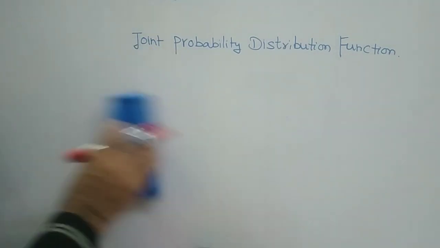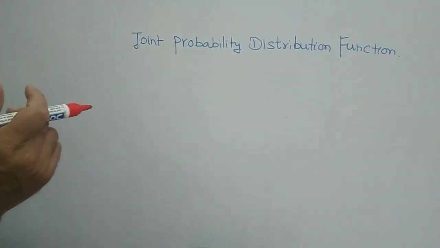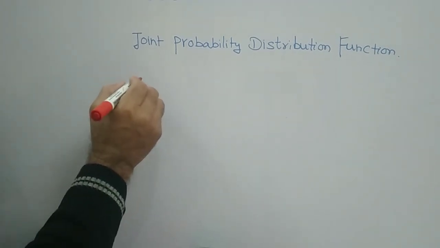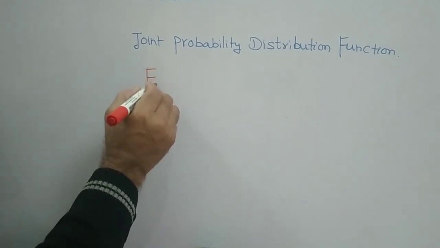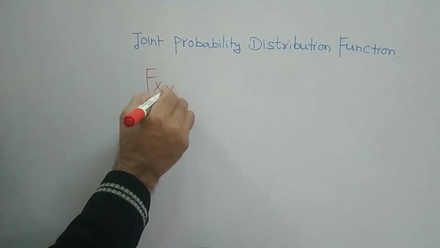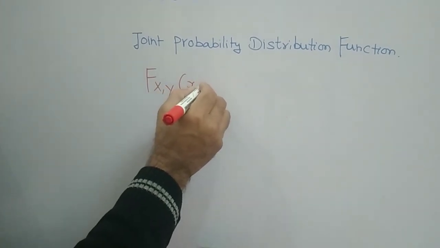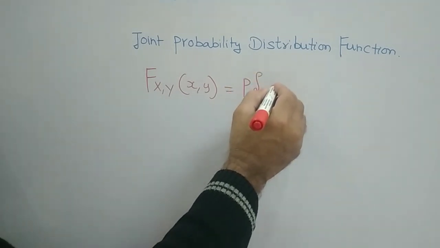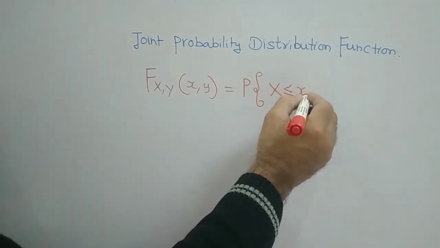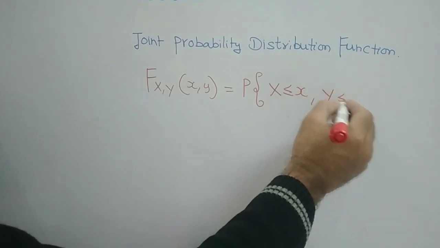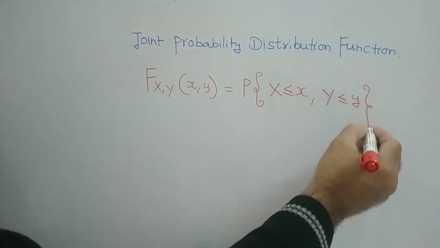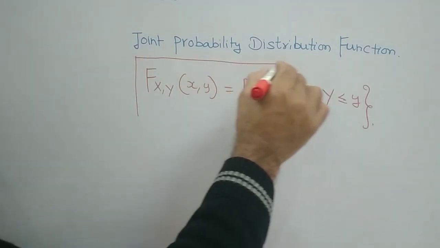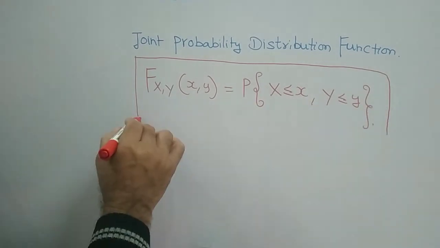Now, coming back to the topic of today's presentation. As we have seen, the joint probability distribution is capital F of x comma y. If you write small x, y, that is equal to the probability of the joint event, capital X is less than or equal to small x, comma capital Y is less than or equal to small y. This is the definition.